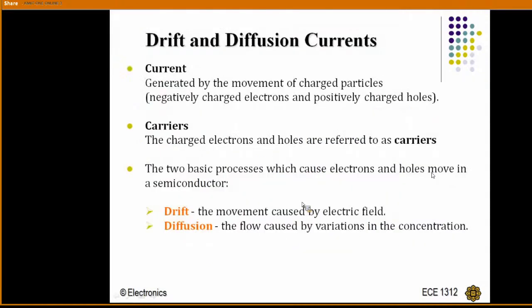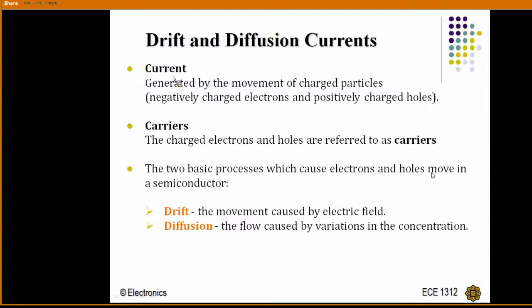Now two more things we are having. What is a drift current and diffusion current? These two types of currents we are going to see in the complete analog electronics part. Not only in the PN junction, in the BJT, field effect transistor, everywhere we are going to see this drift current and diffusion current. Now what is the difference between these two?